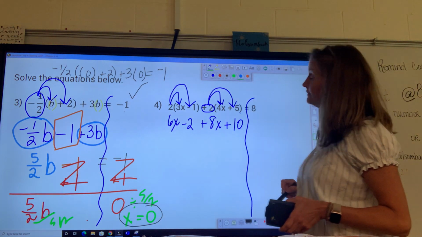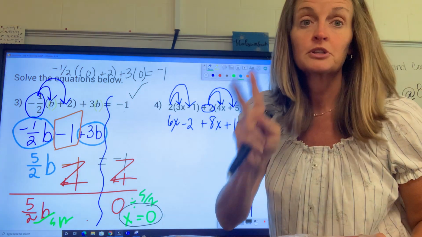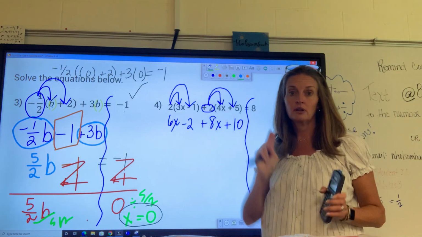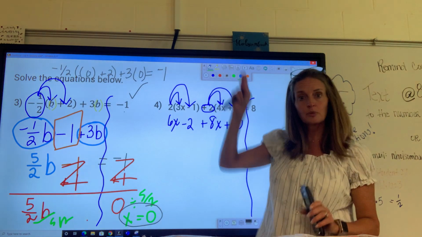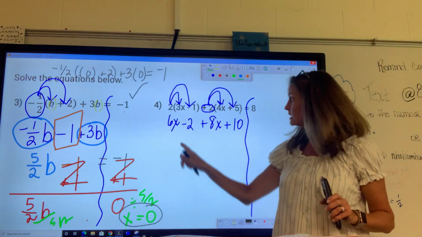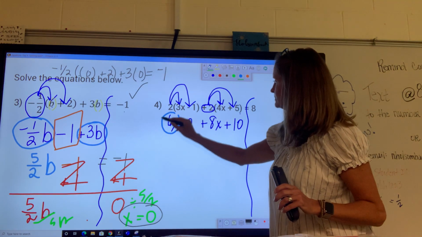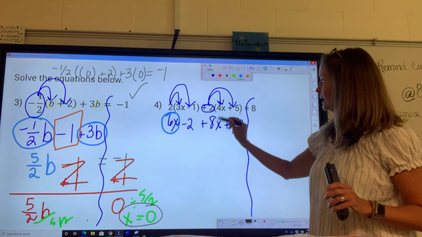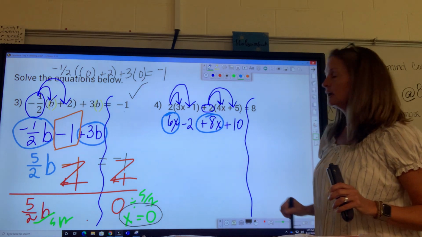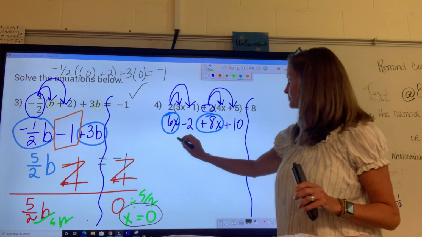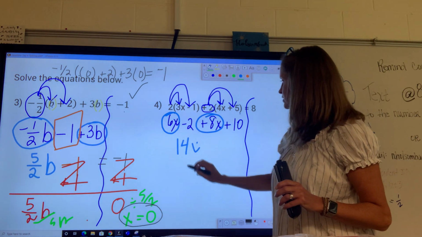All right, do we have any, second thing, like terms. Distribute, like terms. Distribute, like terms. Distribute. It's like a boomerang. All right, 6x. Nope. 8x. And what is 6x plus 8x? 14x.